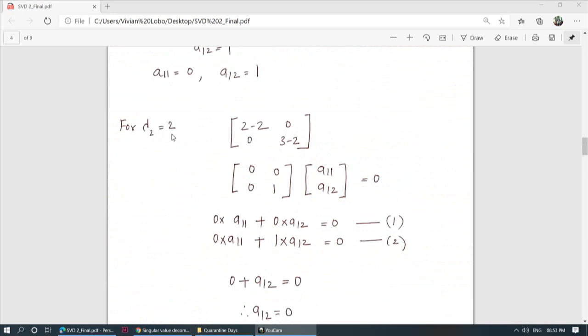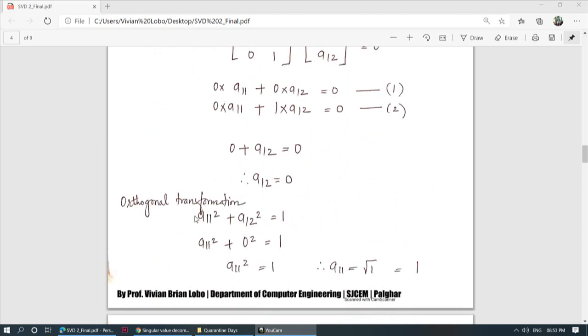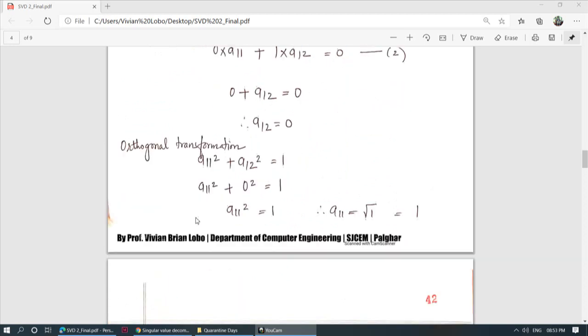For lambda 2, the same procedure is followed, where instead of 3, now we will substitute the value of lambda to be 2. The same procedure is done, orthogonal transformation is performed, we get the value of a11 to be 1 and a12 to be 0.